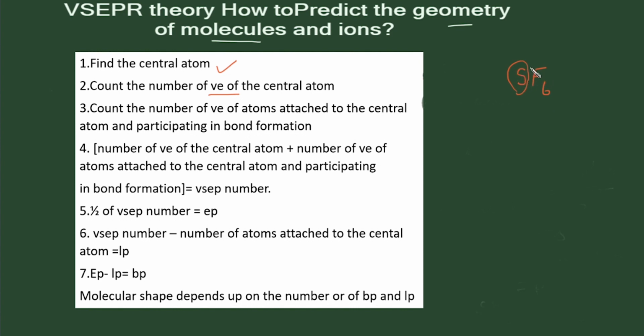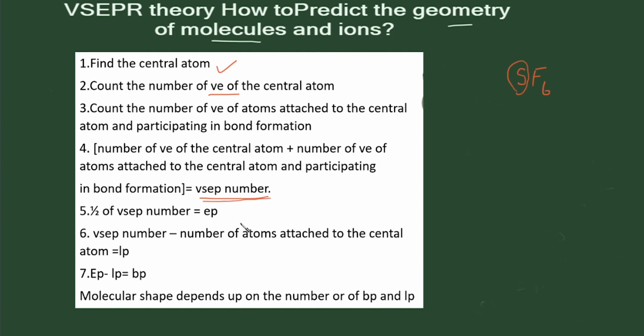We have to count the valence electrons of the sulfur atom, that is the central atom, and also the valence electrons of fluorine, but count only those electrons which are engaged in forming the bond with the sulfur in this case. Okay, so you have two numbers here. Then we have to add up these two numbers, that is number of valence electrons of the central atom plus number of valence electrons of the atoms attached to the central atom and participating in the bond formation. That number is the VSEP number.